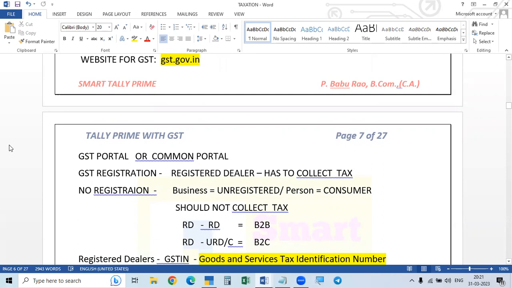In the case of a composition dealer, it is a bill of supply. In the case of regular dealers, it is called a tax invoice. The heading should be tax invoice, because tax is also levied in the invoice. Along with the tax, the value is called the invoice value. You issue the tax invoice to the customers, and tax is paid every month to the government by filing the returns.